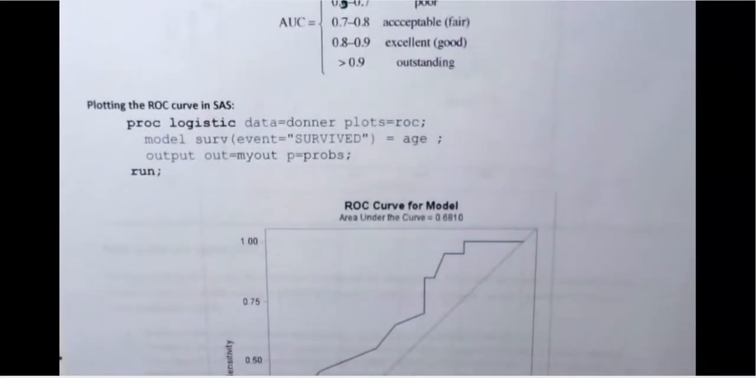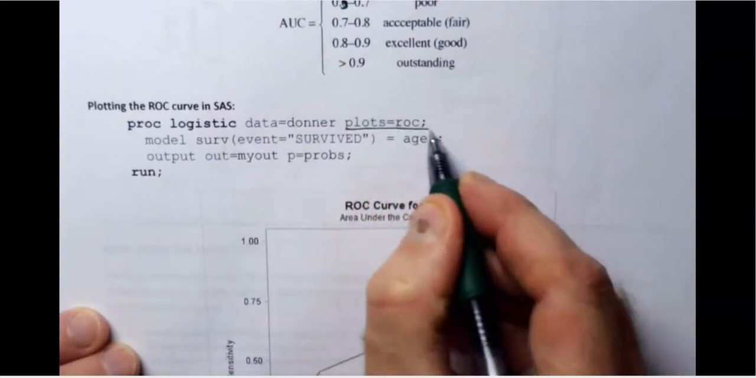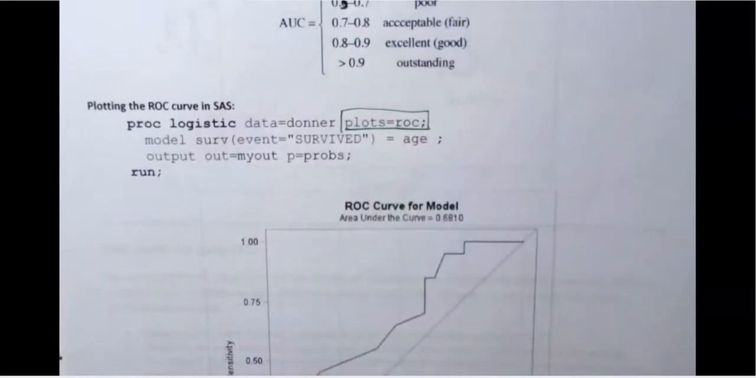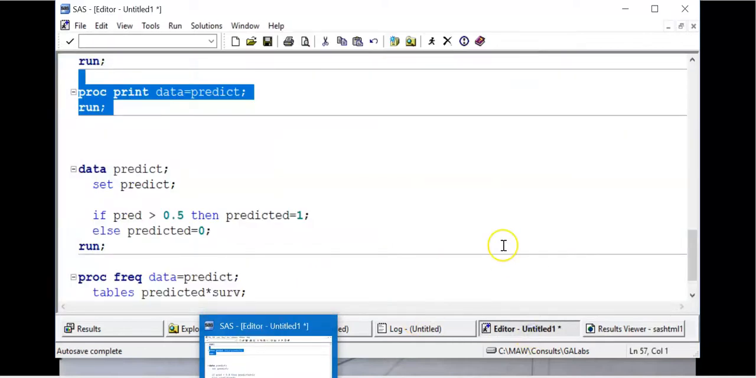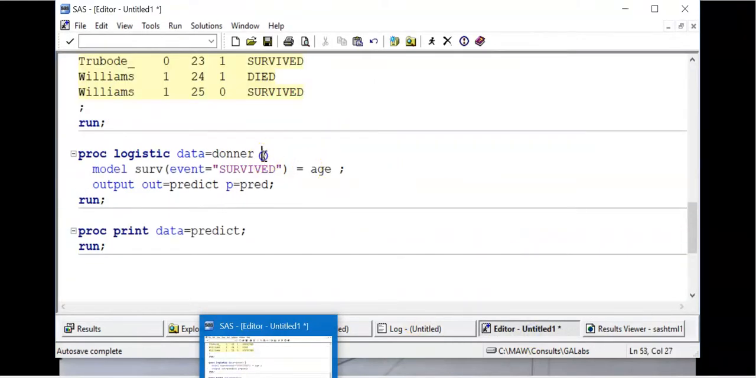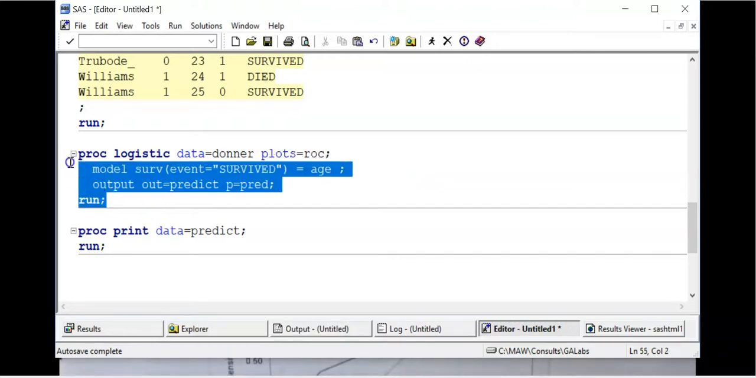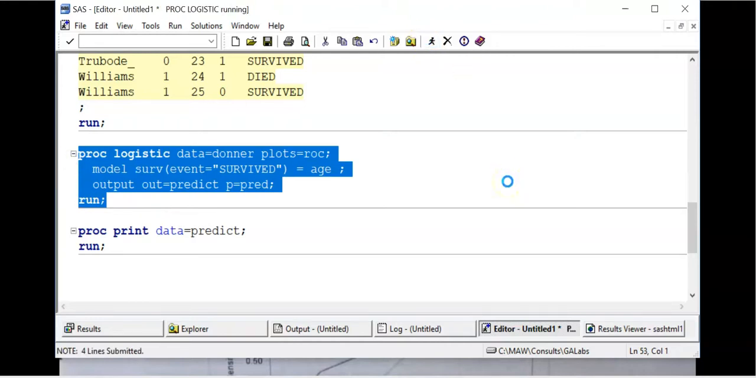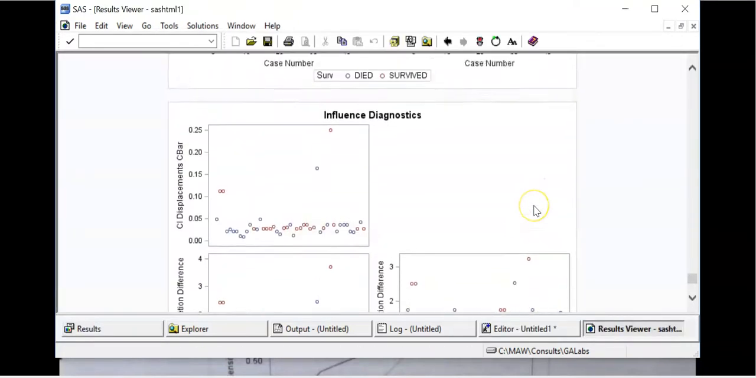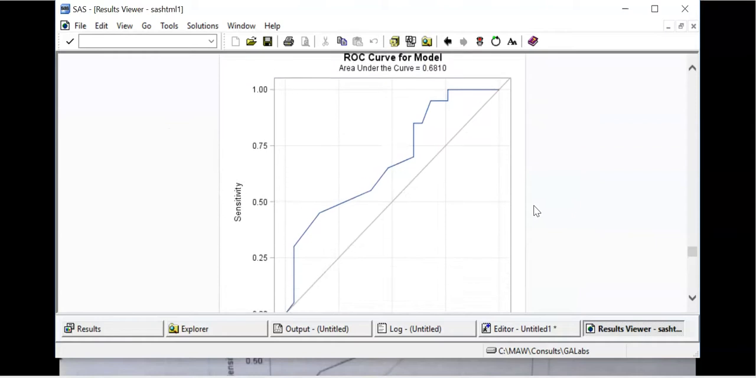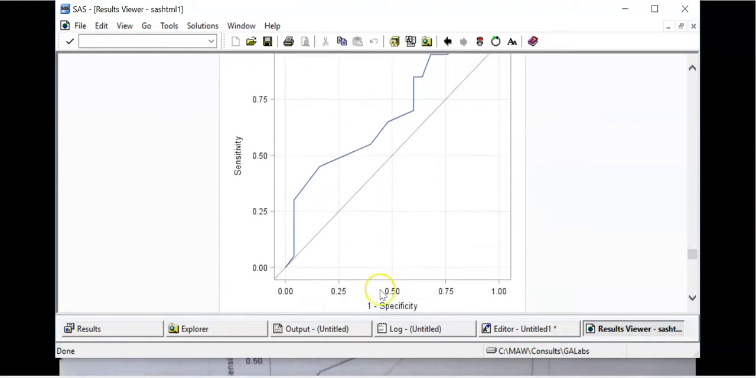And we can actually get SAS to do this for us. So in SAS, I'm actually just going to ask for the ROC curve by saying plots equals ROC. So let's do that. Going back to my Donner Party data here, up here's my logistic model. I'm just going to add plots equals ROC. See what that gives us. If I run that, you'll notice, so here's my ROC curve. On the x-axis again, 1 minus specificity, on the y-axis sensitivity.